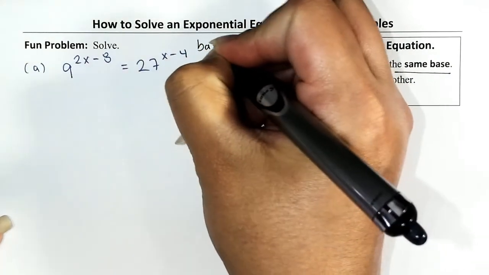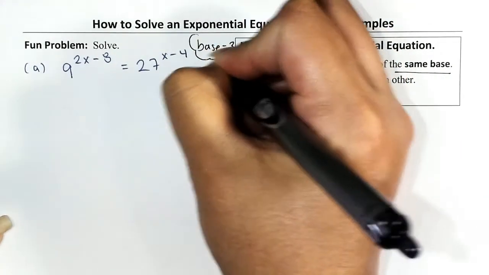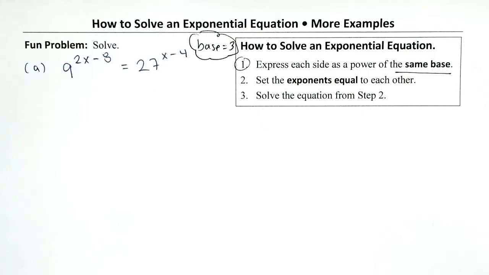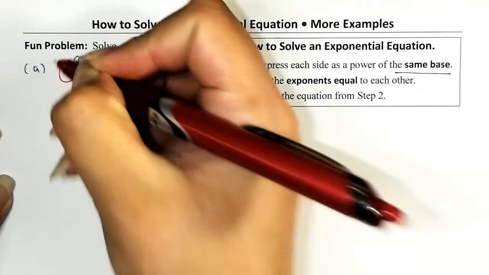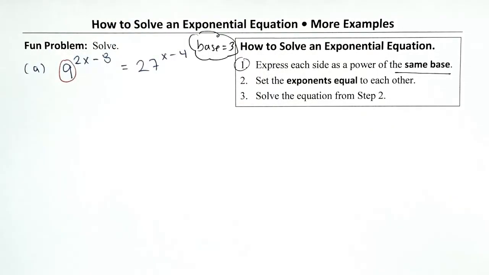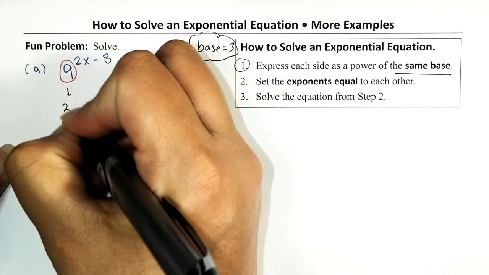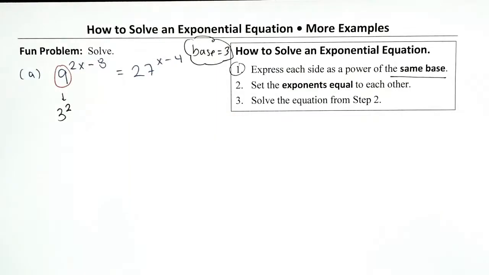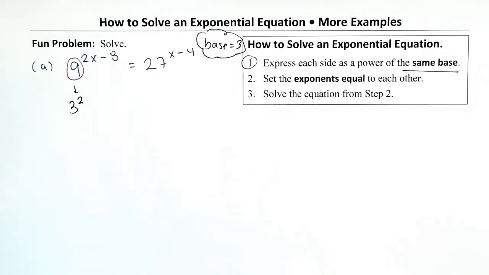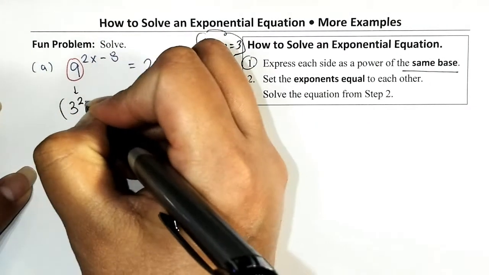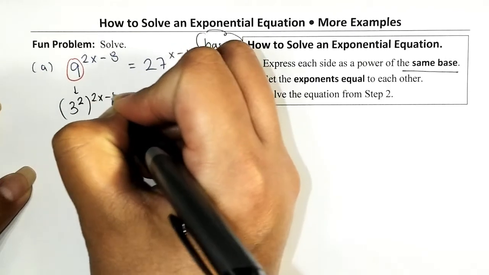So when we solve exponential equations, the first thing I want to ask myself is this: can I fix it so the left and right side are written in terms of the same base? And if so, what am I going to aim for? Okay, let's aim for base 3. When we write 9 as a power of 3, we have that 9 is the same as 3 times 3, or 3 squared. So we have 3 squared. What's going on with that 9? It's being raised to the 2x minus 8 power. So let's raise it to the 2x minus 8 power.